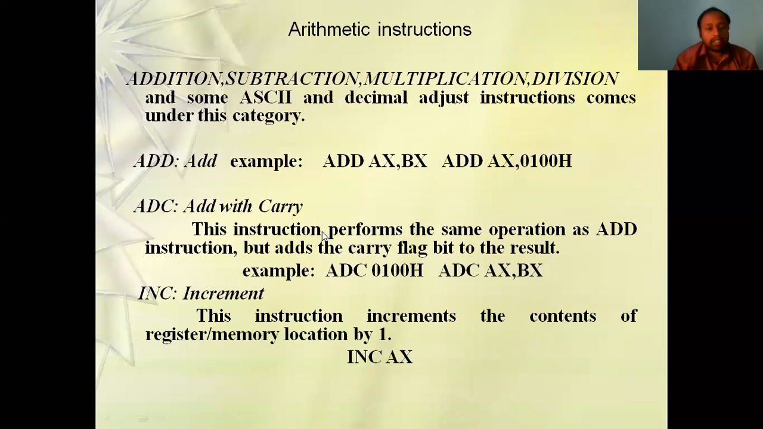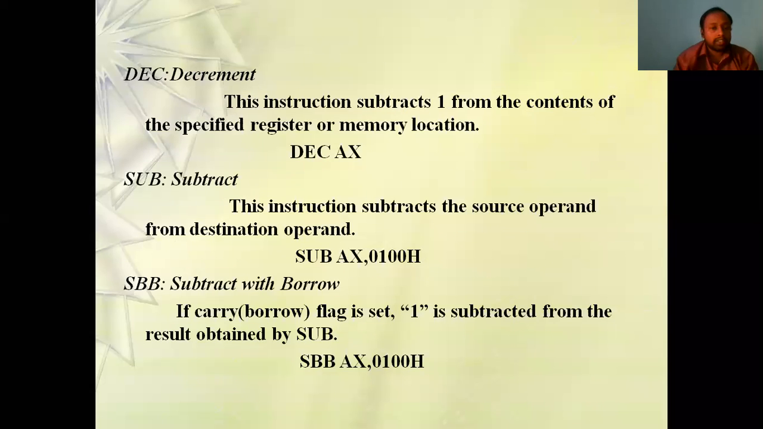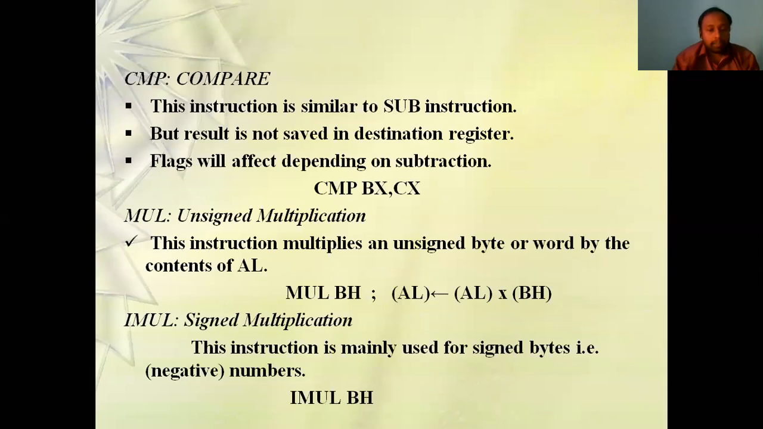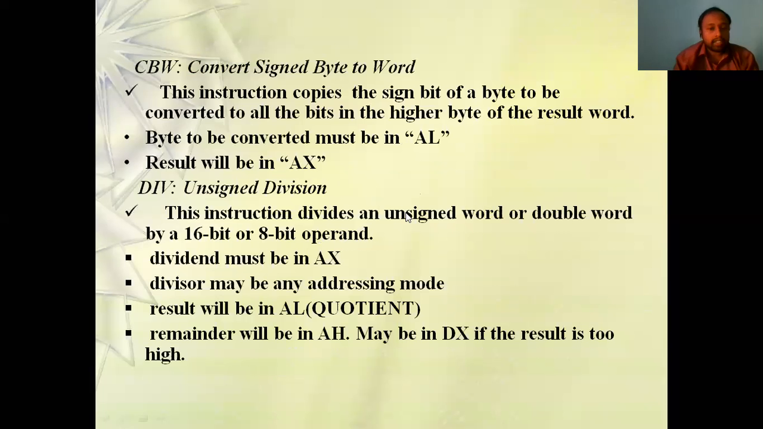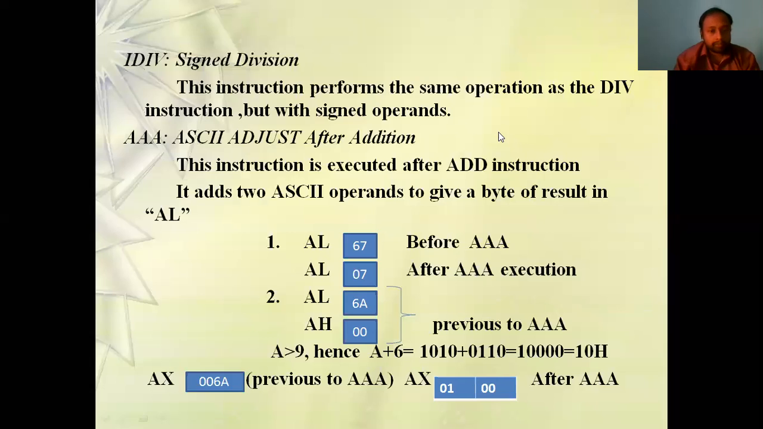Arithmetic: with BX and AX, whatever arithmetic operation is performed, the result will be stored in the AX register, the accumulator. Addition operation. Decrement operation also comes under arithmetic; you can decrement a value. Subtraction, compare: you compare the CX and BX registers. Multiplication. Like this, you have arithmetic operations. And in division you also have ASCII adjust division.